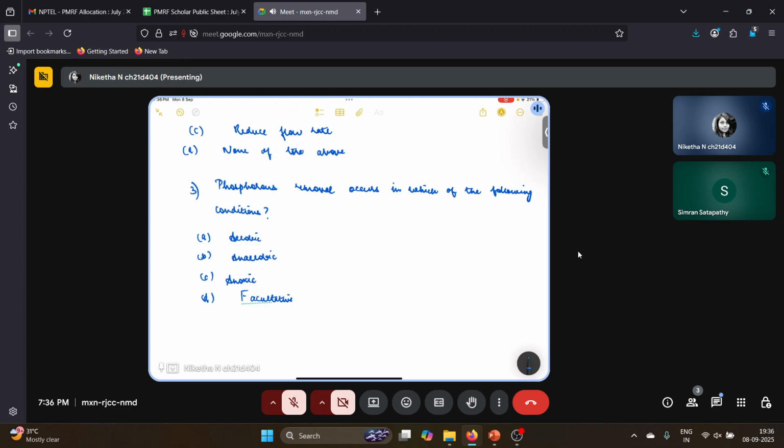The question is, phosphorus removal occurs in which of the following conditions? The first option is aerobic, second one is anaerobic, the third is anoxic, and the last one is facultative. In aerobic conditions, in the presence of oxygen, phosphorus is not going to be removed. It is only removed by anaerobic bacteria in the absence of oxygen. And in anoxic conditions, we've seen that nitrogen removal and denitrification takes place. And under facultative conditions also, phosphorus is not removed.